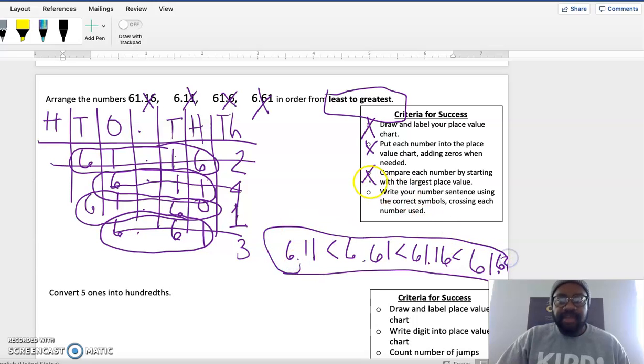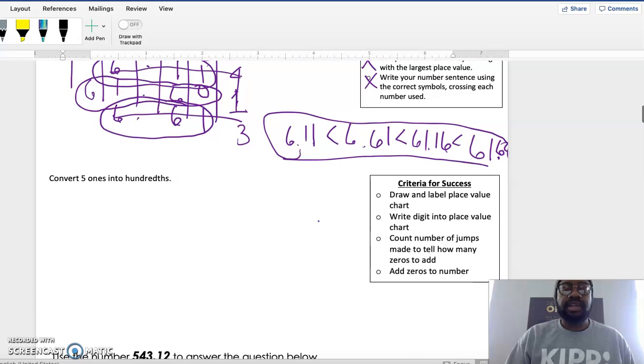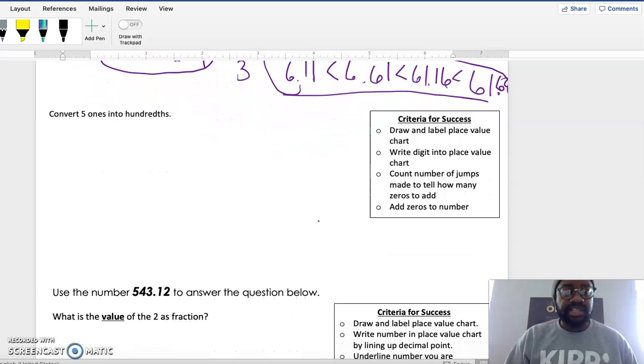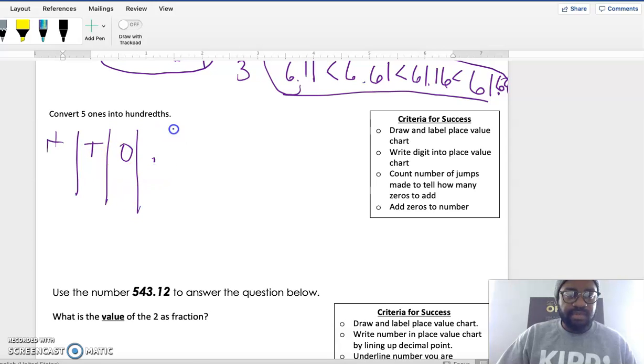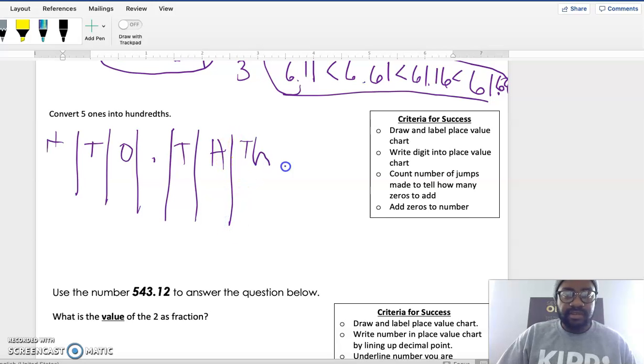The important part is to make sure that you follow the criteria for success for each question, because each question is going to be different. The next question says convert 5 ones into hundreds. Well, here's my criteria. First, draw and label my place value chart: hundreds, tens, ones, decimal point, tenths, hundredths, thousands.